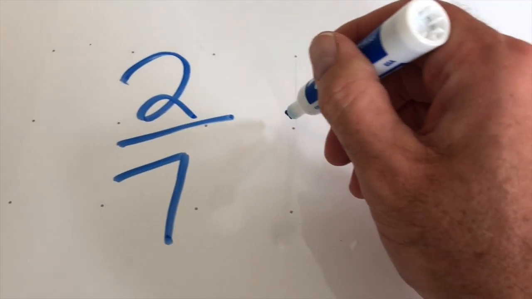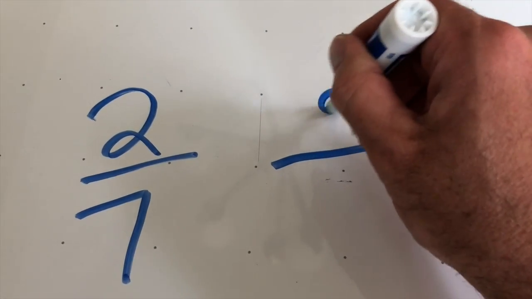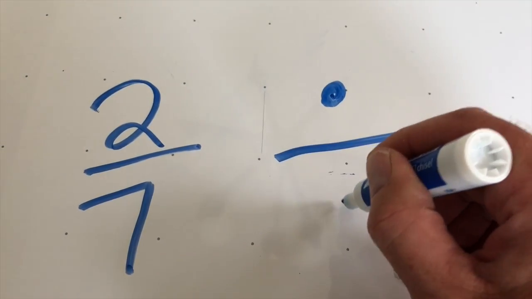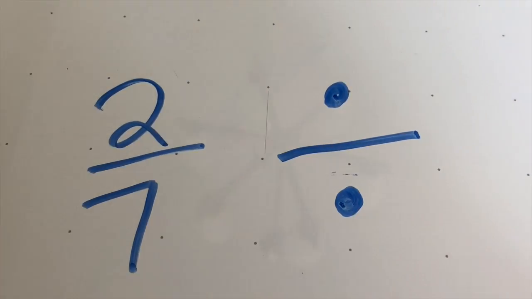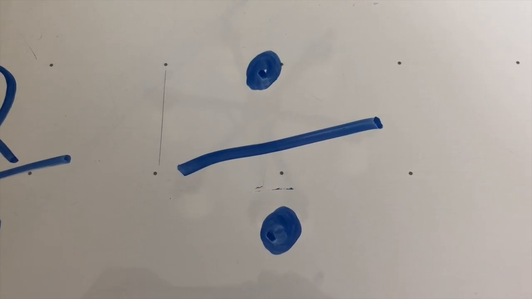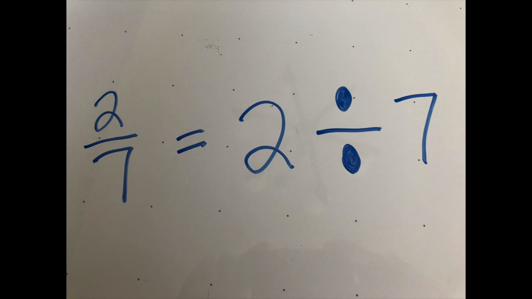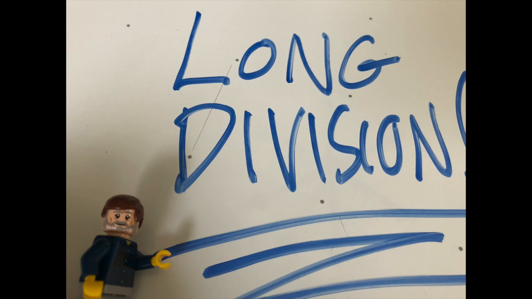Well, here's something maybe you don't know, kids. When you write a fraction like 2/7, what you're actually saying is, well, I can replace that 2 with a dot, and I can replace the 7 with a dot. And so what I'm actually saying is, holy smokes, did you notice that? That's a division sign. So what you're actually saying with a fraction is 2 divided by 7. And how are you going to figure that one out? Well, it's easy. Long division.